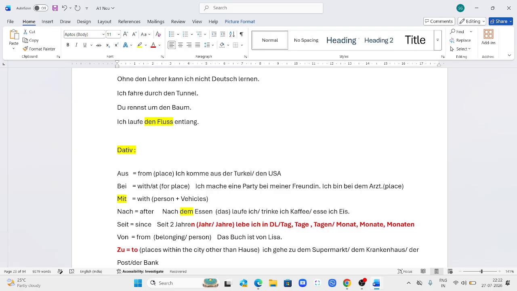With is sometimes used also for vehicles. Like for example, ich fahre mit dem Bus. This is most commonly used. Ich fahre mit dem Bus. Ich fahre mit dem Fahrrad. Fahrrad is cycle. What's the plural form of Fahrrad? Cycles?